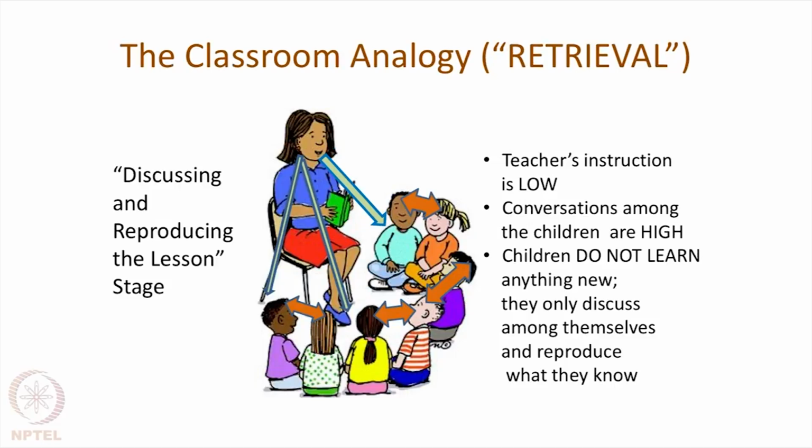In the second mode, the children have learned the lesson and now they are asked by the teacher to reproduce and express what they have learned in the previous stage. We call this the discussing and reproducing the lesson stage. In this stage the teacher does not say much, the teacher's instruction is low and the conversation among the children is high, because since they are very small children, a single child does not know everything that the teacher has taught. So, they have to talk among themselves, discuss among themselves, share whatever knowledge they have gained, and then as a group they express what they have learned.